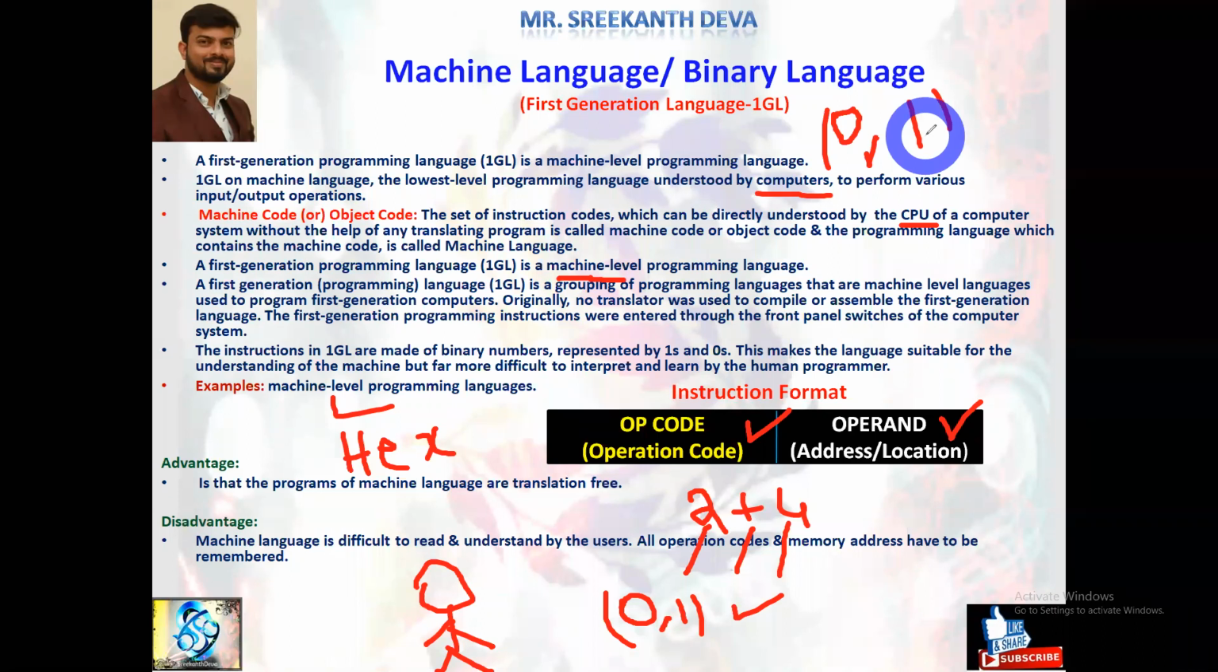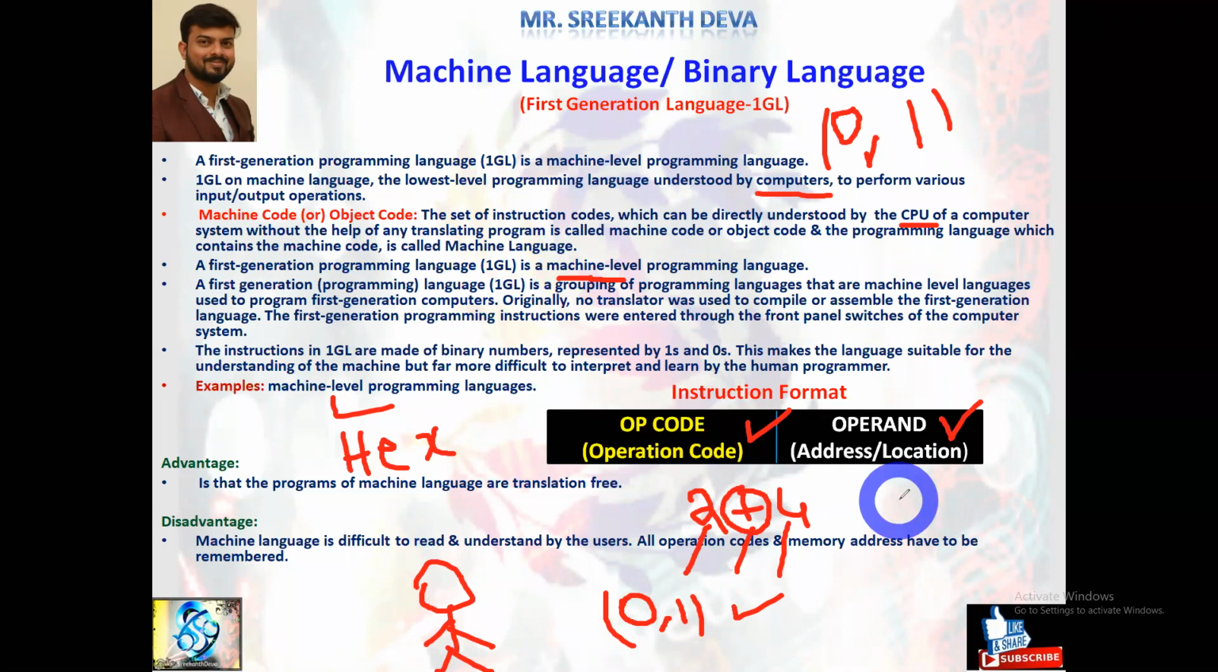But the disadvantages are that machine language is difficult to read and understand by the user. All operation codes and memory addresses have to be remembered. Your user should remember, because every time he cannot convert plus, right? Once plus is converted into binary code, he should remember it for the next time for the operation of addition. Similarly for other symbols, subtraction, multiplication, division, several opcodes need to be remembered by the end user. Error handling is difficult.